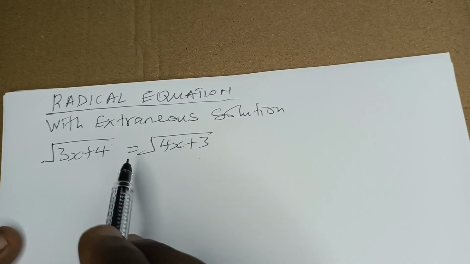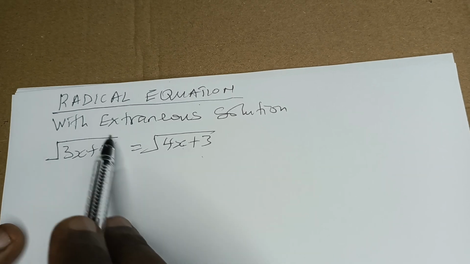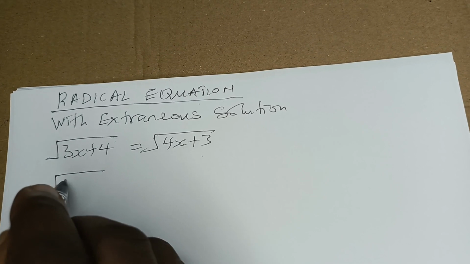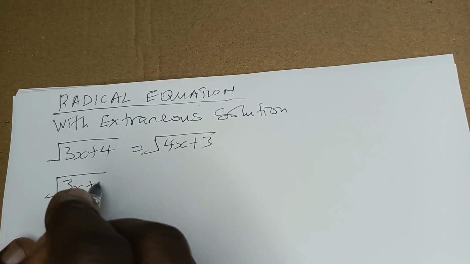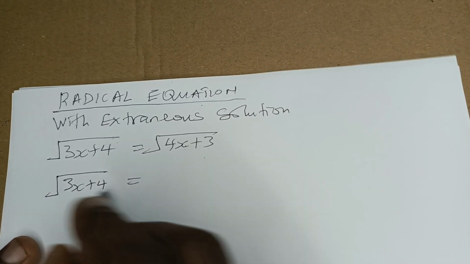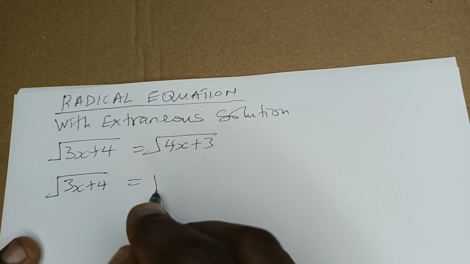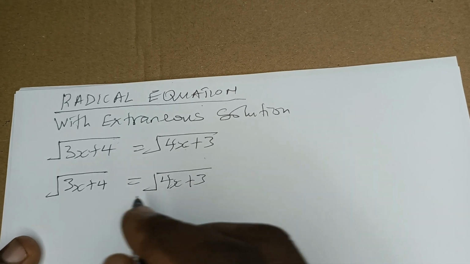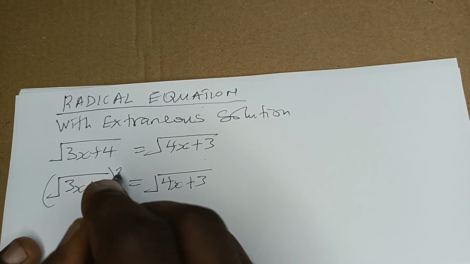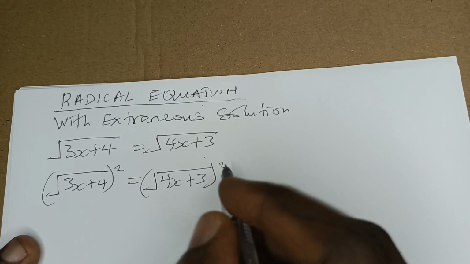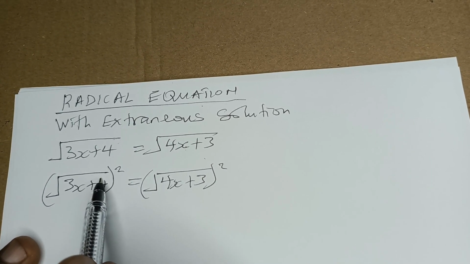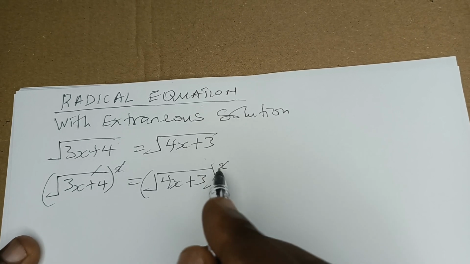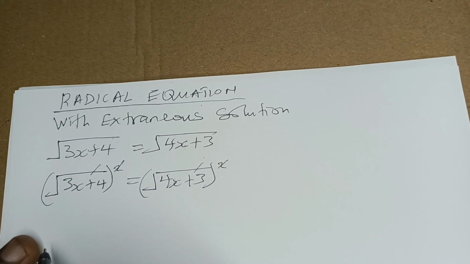The first thing we have to do is to isolate this and get rid of the square root. How do we do that? Let's rewrite: root of 3x plus 4, and another root here, root of 4x plus 3. What do we do in the first instance? We have to square both sides, because square and square root are opposite to each other. So square cancels square root, square also cancels this square root.